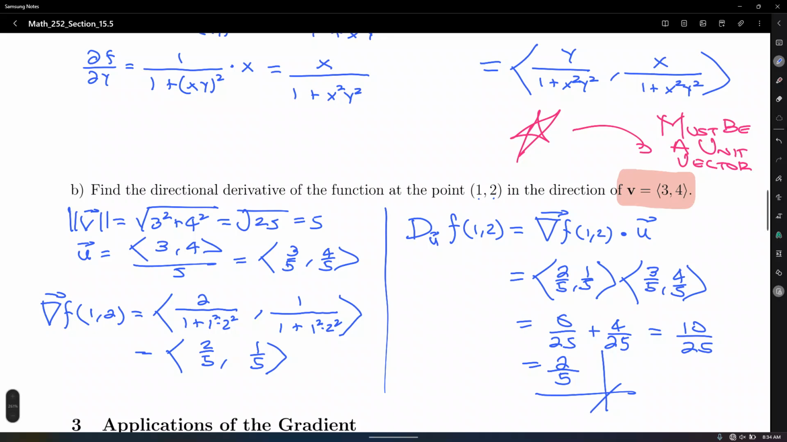All right. So what's next? Applications of the gradient. Okay.